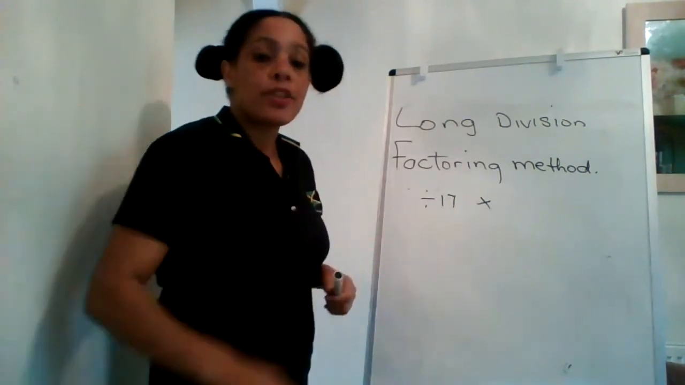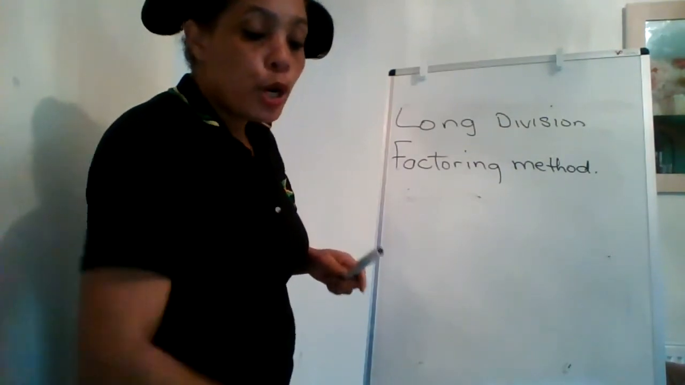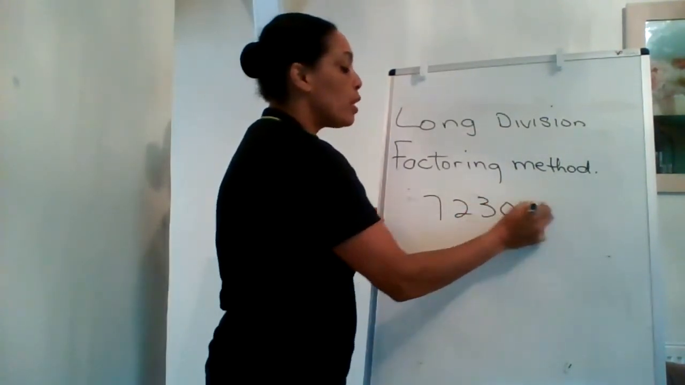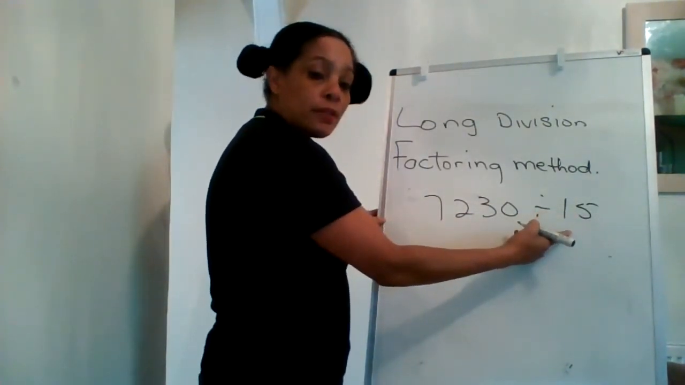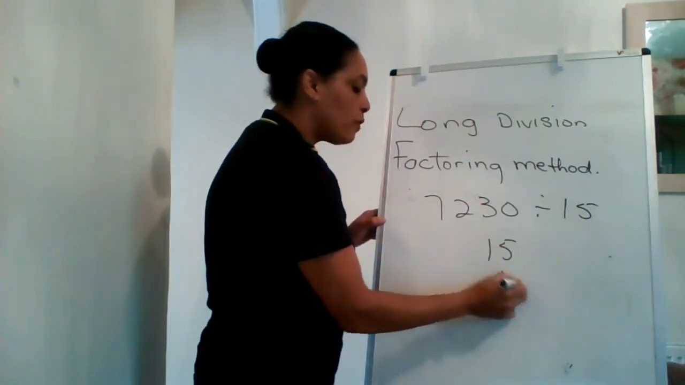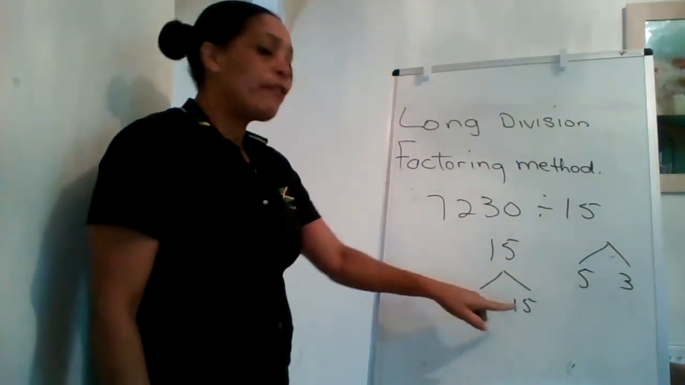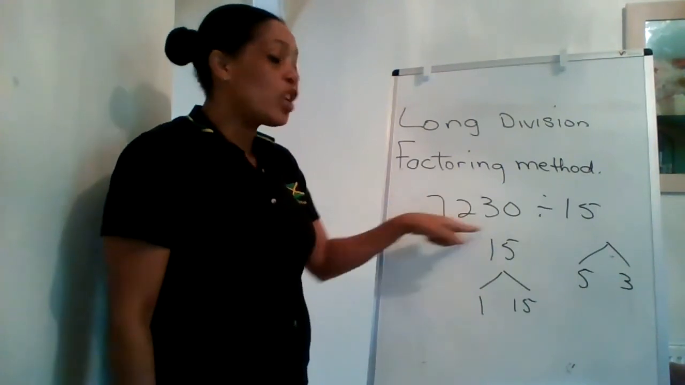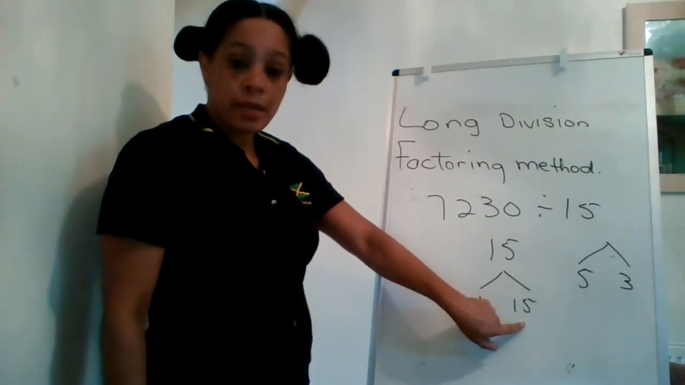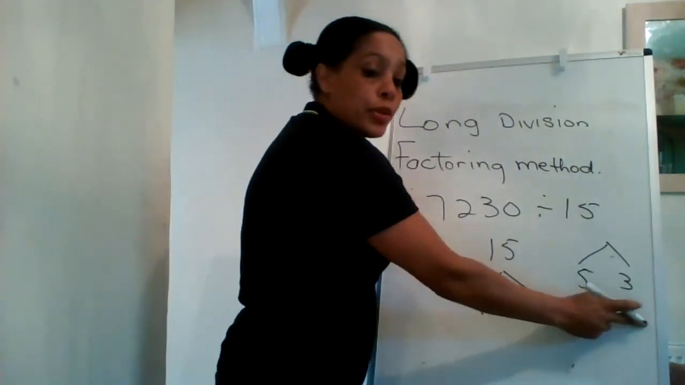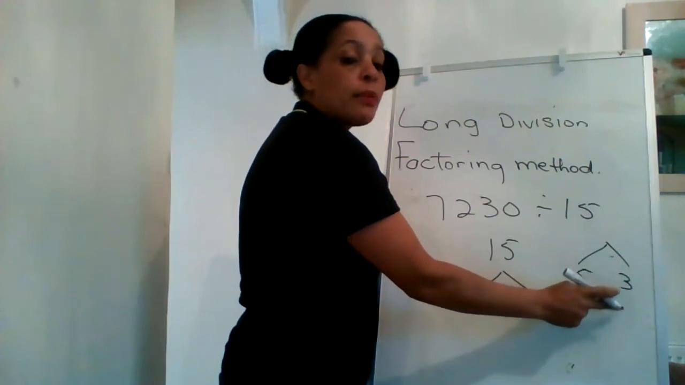To use the factoring method, we need to know factors of numbers. So again, if we were going to do 7230 divided by 15, I would find two numbers that multiply to give 15. The two numbers that multiply to give 15 are 1 and 15, and 5 and 3. I would not use 1 and 15, because if I divide by 1, it doesn't change that number, and I will still go back to the problem of being able to write out my 15 times table. So the best one to choose is 5 and 3, because they are single digits, and it's easier for me to remember my 5 times table and my 3 times table.